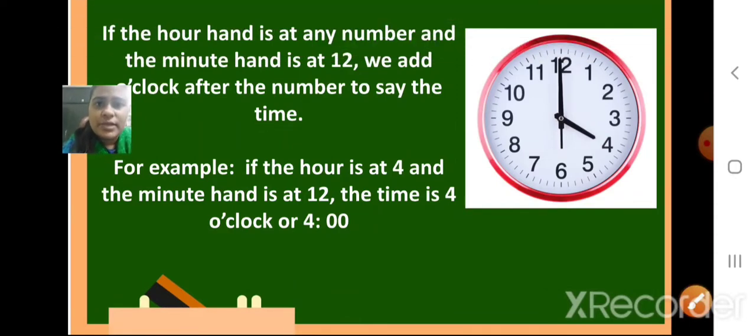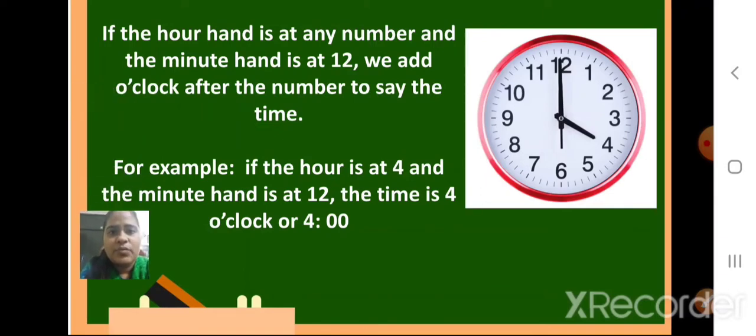So we have to first see the hour hand, okay? If the minute hand is at 12, and the short hand, the hour hand, is at any number, here it is at 4, then we say it as o'clock. What do we say? We say it as o'clock. That particular hour is going on, right? So here it is 4 o'clock, okay?